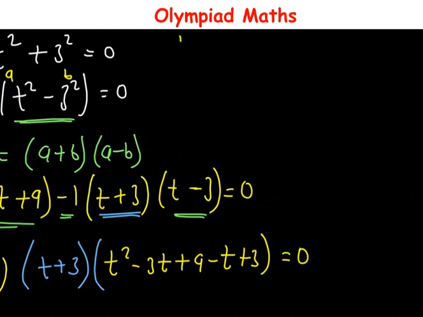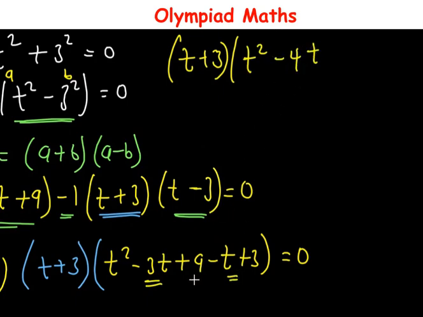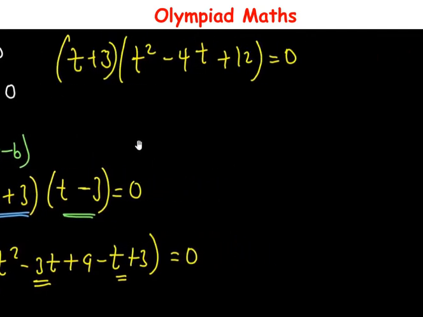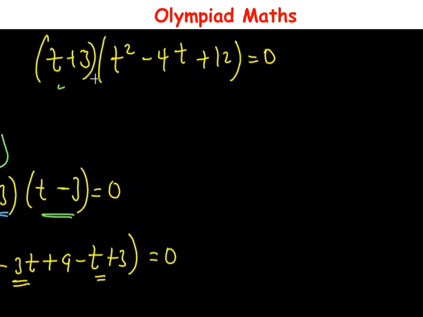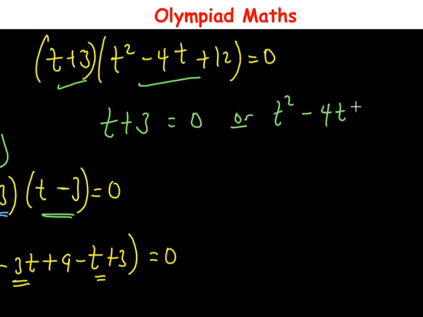So from here, we have in brackets t plus 3 multiplied by, now we have t squared, minus 3t minus t will give us minus 4t, plus 9 plus 3 will give us plus 12. All of this is equal to 0. Now at this junction, we are going to equate this to 0 or equate this to 0. So we have t plus 3 equals 0, or t squared minus 4t plus 12 is equal to 0.